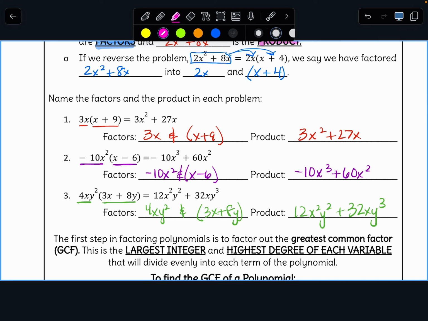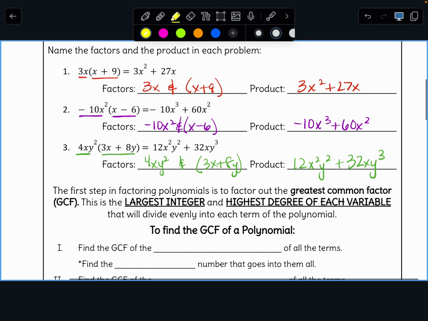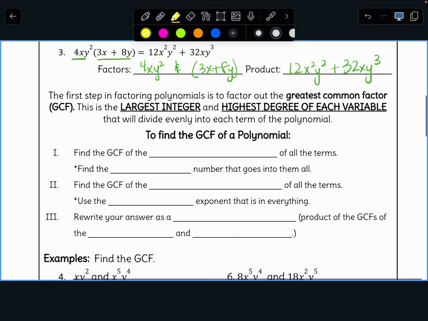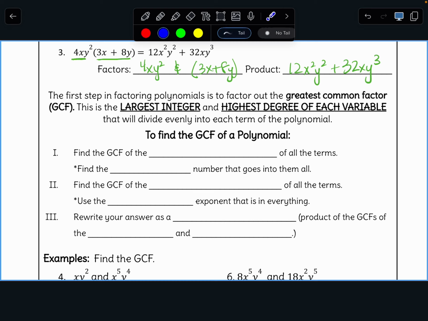So this is the reverse of what we did yesterday and the day before. Mostly the reverse of what we did on Monday. This is reverse multiplying. We're going to break them down into the factors. So we are looking for the greatest common factor. The greatest common factor, we'll abbreviate that as GCF.